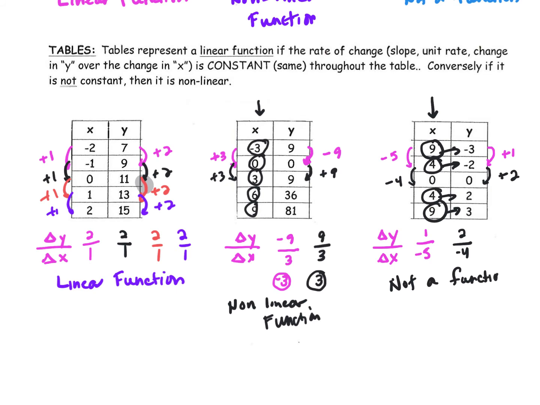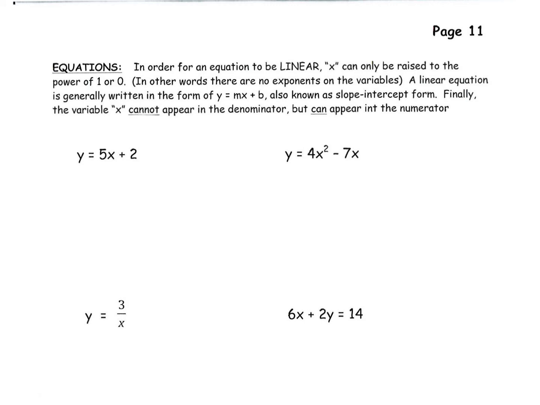All right, so let's move forward to equations. So please move on to page 11 if you haven't, and let's read what it says. Equations. In order for an equation to be linear, x can only be raised to the power of 1 or to 0. In other words, there are no exponents on the variable. A linear equation is generally written in the form of y equals mx plus b, also known as the slope-intercept form. And finally, the variable x cannot appear in the denominator, but can appear in the numerator.